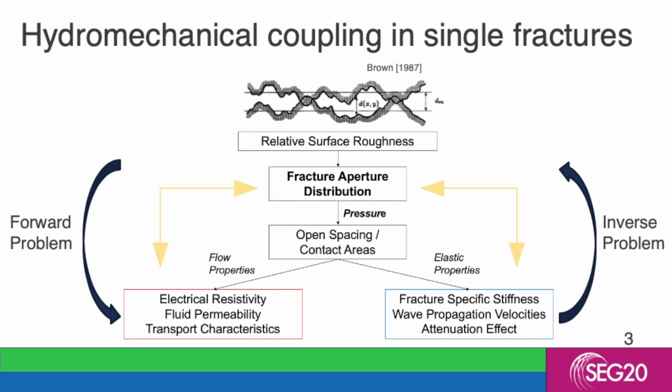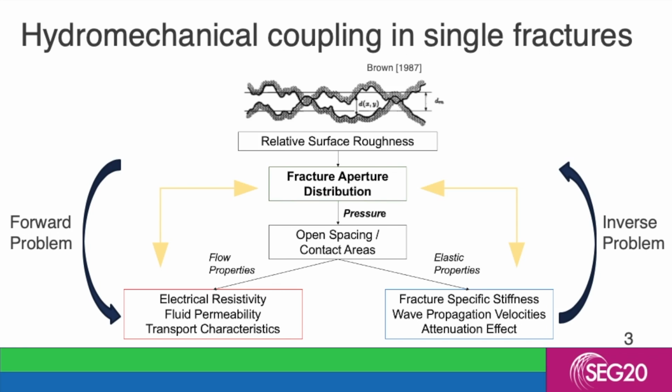In this case, the relative surface roughness is going to provide us a distribution of fracture open spaces, or what we call apertures. And when these surfaces are subjected to normal stressing, the distribution of these spaces will change distinctively, and the open volumes will provide the capability for the fracture to conduct fluid and also electricity flows. At the same time, the stress-free volumes of these fracture apertures, together with the contacted area subjected to normal stressing, will provide the elastic properties of these fractures.